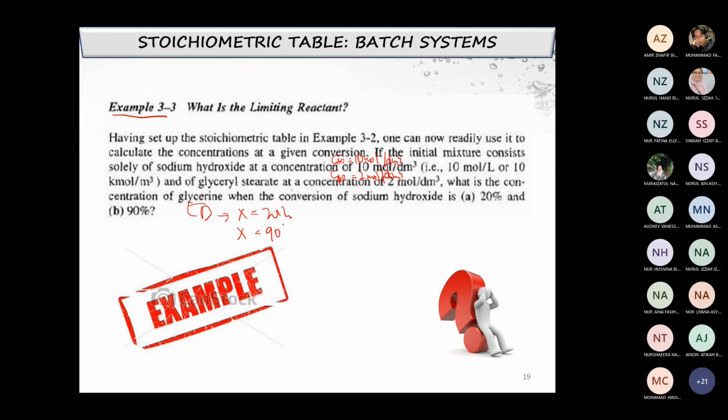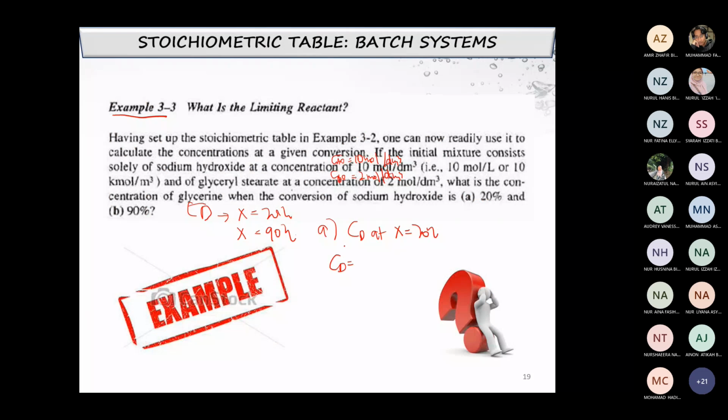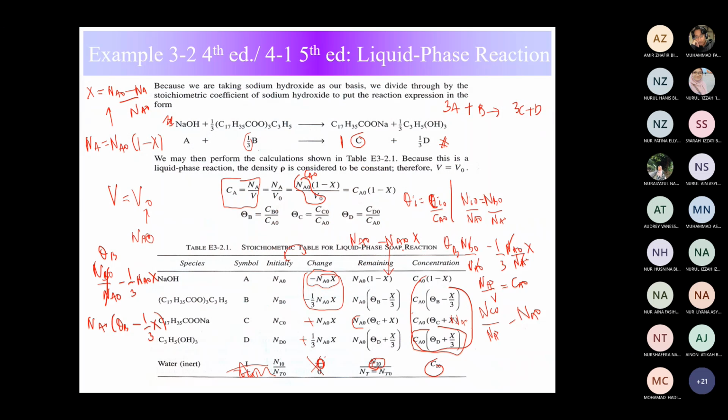Okay, so you can ada dua calculation yang berbeza. So you kena cari, let's say for A, kita nak cari what is CD at X equals to 20%. So macam mana nak dapat CD? You tengok balik dekat sini. Okay, alright, so this is the equation. CD is equals to, you tengok kat situ, which is CA0 theta D, plus with the X over 3.